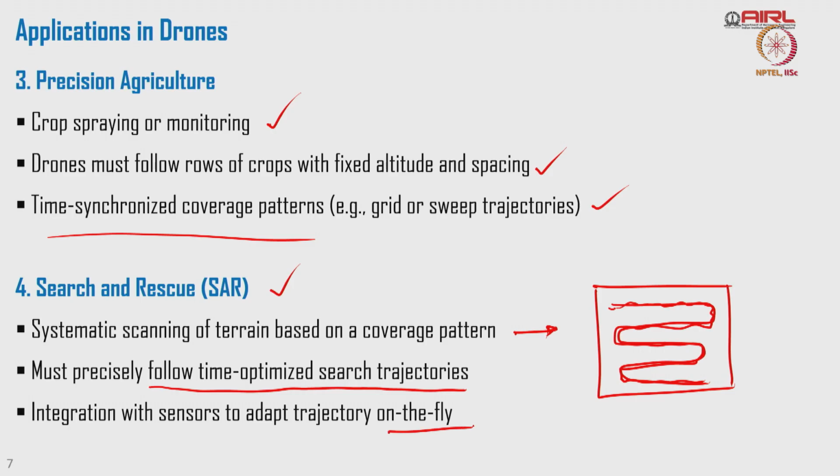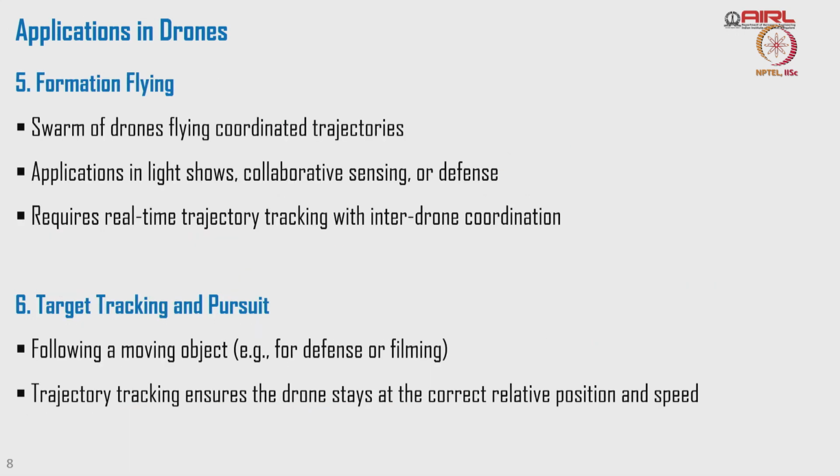Okay. So, the drone should be integrated with sensors, otherwise even the control loop which we were talking about will not be complete, right. Then there is formation flying of swarms, when they fly in coordinated trajectories. Applications are like collaborative sensing, defense, sometimes it can be cooperative load transportation as well. It requires real time trajectory tracking with inter drone coordination. So, if not all the drones are following their predefined trajectory, then maintaining the swarm and their formation will be difficult. So, for that also trajectory tracking is important.